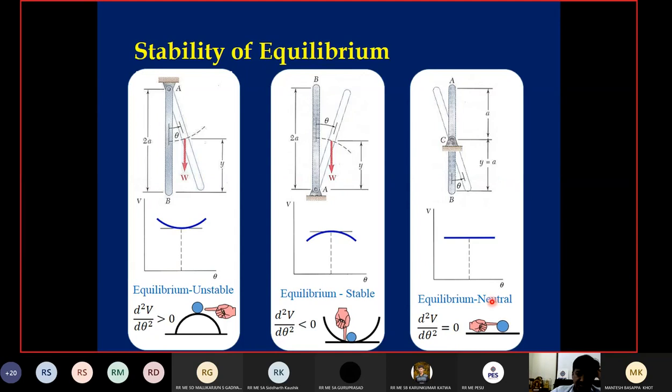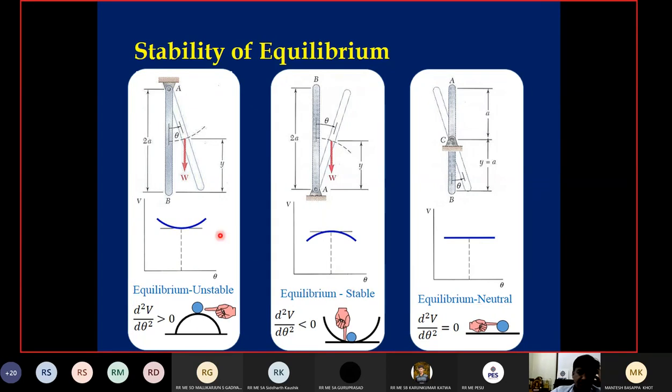You can also think of it as when energy is added, the object will move to some point, and then it will stop. And this is going to allow for some changes. So this is called the neutral equilibrium state. So you have the stability of equilibrium, which could be defined as unstable equilibrium, stable equilibrium, and neutral equilibrium.